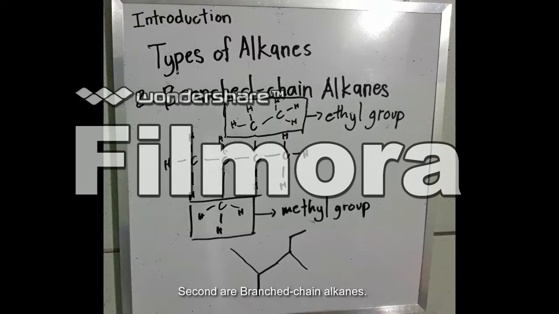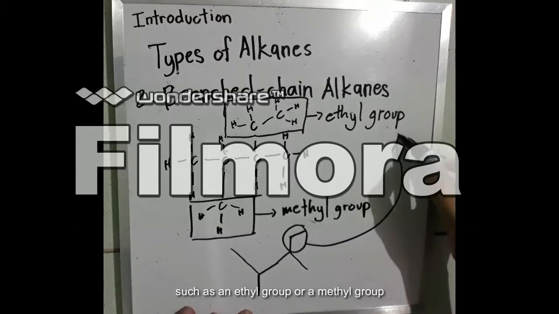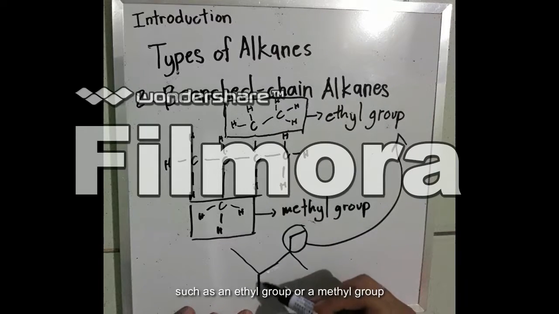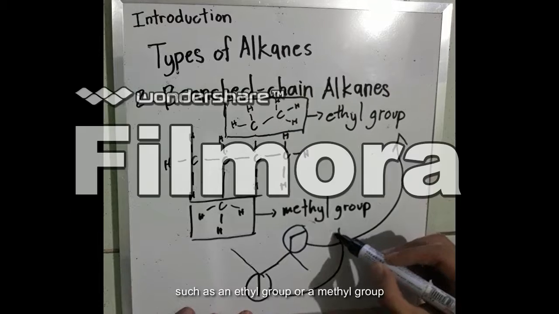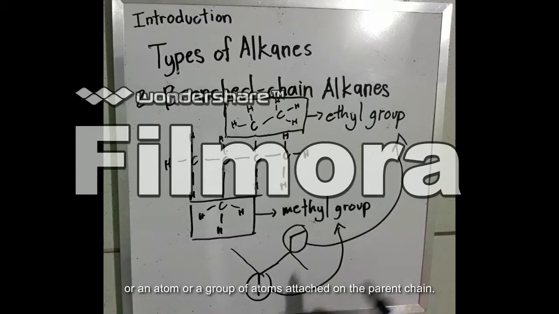Second are branch chain alkanes. Branch chain alkanes are alkanes with attached alkyl groups such as the ethyl group or a methyl group, attached at the main branch or at the parent alkane. These branches are called substituents, an atom or a group of atoms attached on the parent chain.